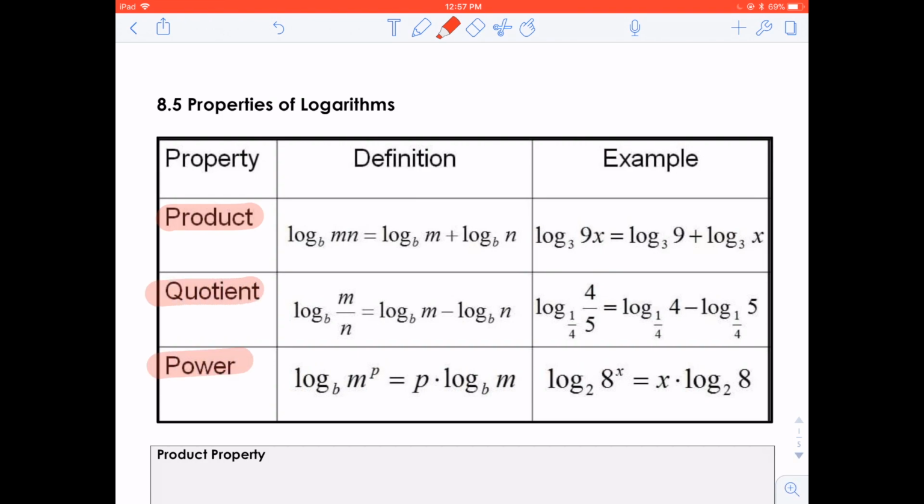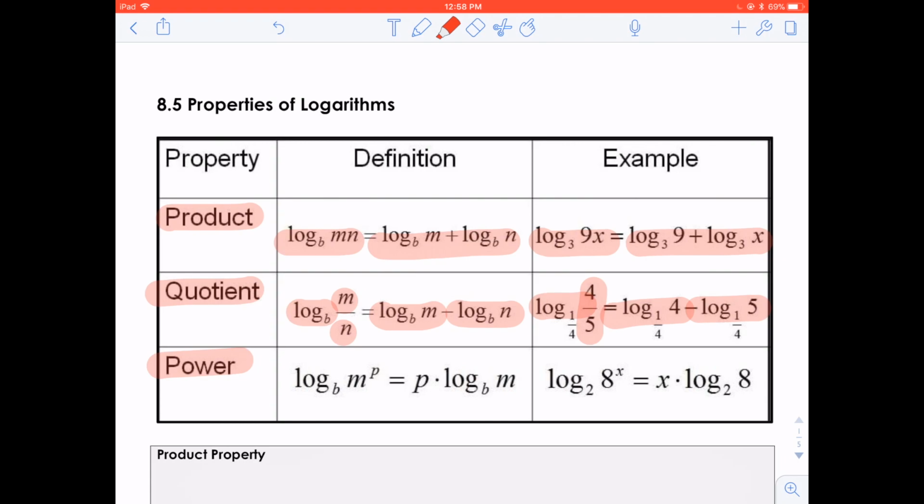The product property says that if we have log of two things being multiplied together, we can separate that into addition. So you can see here we have log of 9 times x. We broke that up into log of 9 plus log of x. Same here with the quotient. If we have two things being divided by each other, that's basically the opposite of multiplication, then we can change that to log of the first thing minus log of the second thing, okay? So you can see here we had log of 4 over 5. We changed that to log of 4 minus log of 5.